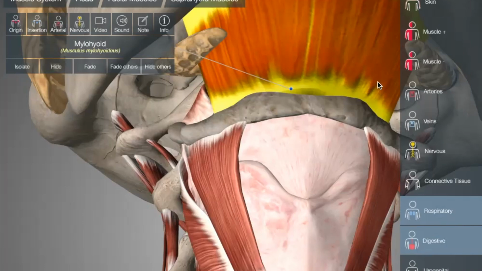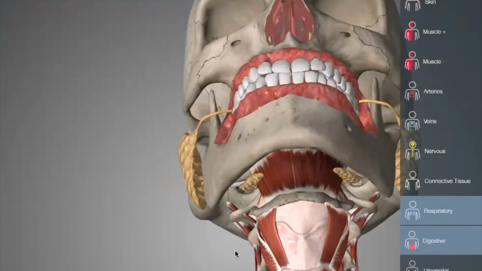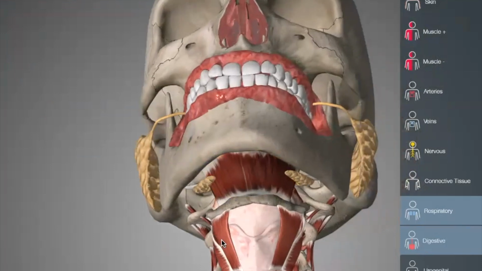So if this contracts, for example, it moves the hyoid bone up. What's attached? Again, the larynx moves up, right? So the infrahyoid and suprahyoid muscles are also called the extrinsic muscles of the larynx.